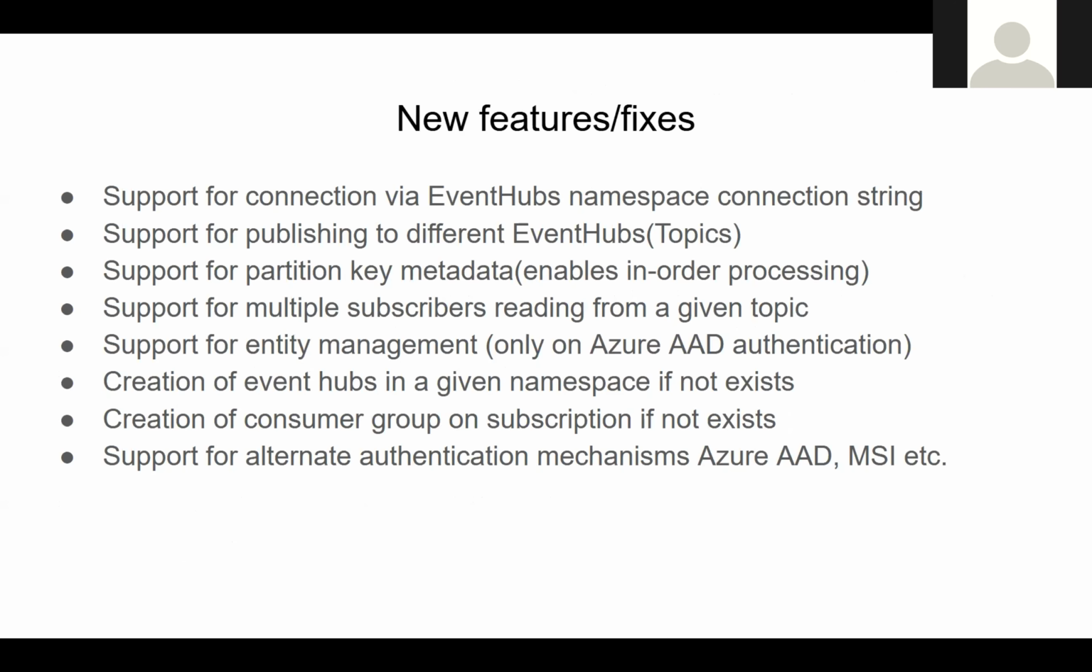So what are all the features or fixes that have been done for this? Essentially support for connection via the Event Hub namespace connection string. You directly connect to the Event Hub namespace, and from there, based on the incoming request field for topic, you can connect to different event hubs. And then support for publishing to different event hubs, which is part of the previous one, and also alternate authentication mechanisms. Then support for partition key metadata, which enables in-order processing, and support for multiple subscribers reading from a given topic. That was a bug fix.